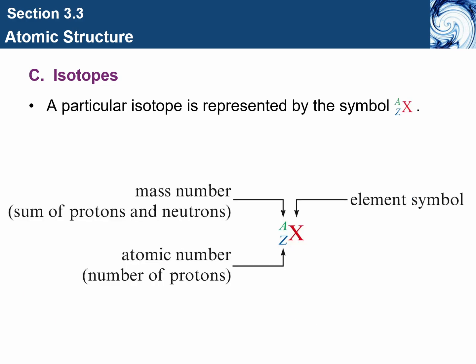For isotopes, we use this particular form. It can be represented by the element symbol, in the A Z X form. The upper number is the mass number. It's equal to the total number of protons plus the total number of neutrons in the nucleus. The lower number is the atomic number, which is always equal to the number of protons. The element symbol identifies the element, so you put the element name there, and we find that based off of the number of protons.